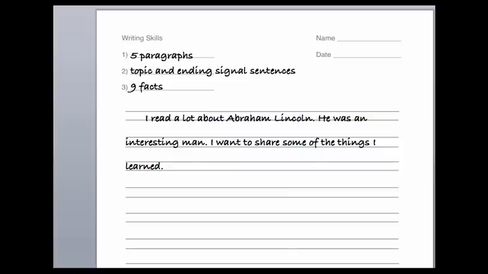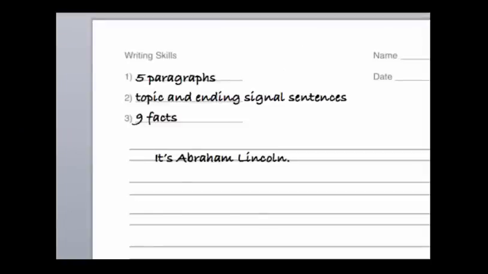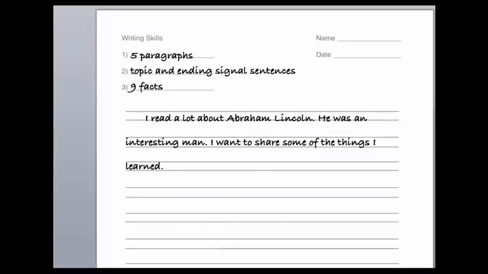Remember to say the sentence or sentences silently in your head before you write it down. Does it sound right? Is it a complete thought? If I simply said, "It's Abraham Lincoln," the reader would wonder, what's Abraham Lincoln? I didn't tell them I was writing a biography or that I would be giving information about Abraham Lincoln. You write your opening sentences.